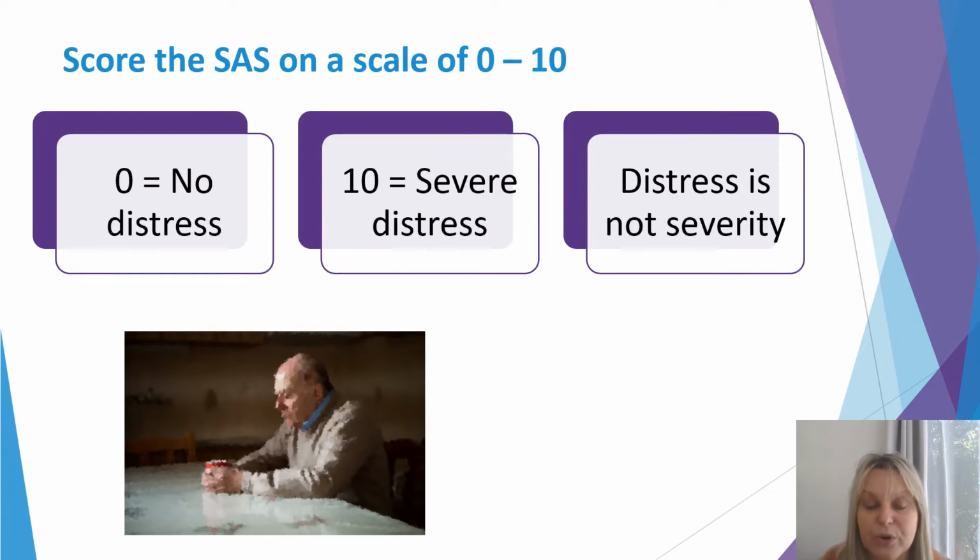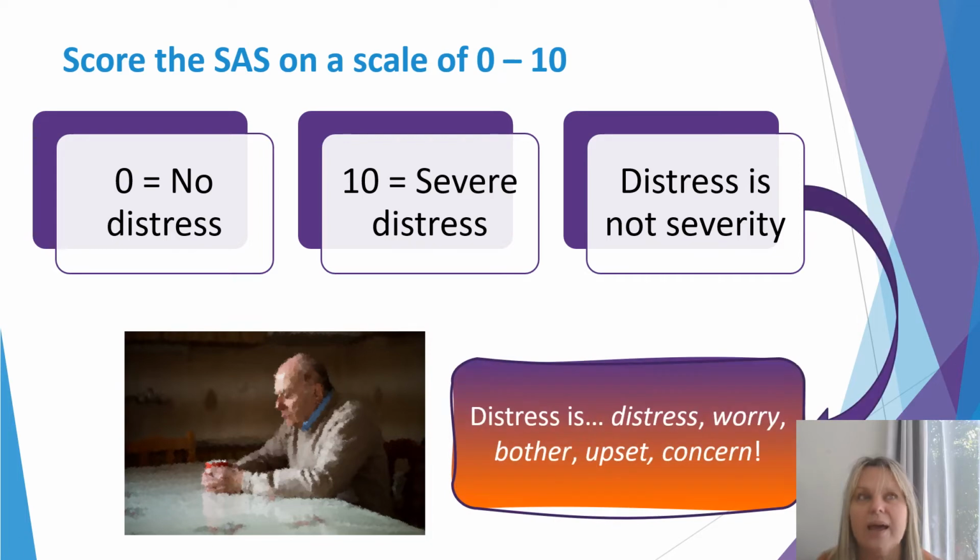The SAS operates on a numerical scale of 0 to 10, where 0 is no distress and 10 is severe distress. What is really important for us to tell you is that distress is very different from severity. We as clinicians are probably more used to measuring things on a severity scale, such as pain, but distress is more like a bother or worry or concern to the resident, things that are worrying them, things that maybe keep them awake at night, things that they think about, things that are preoccupying them. Something that is really bothering to them is what we would rate as distress.